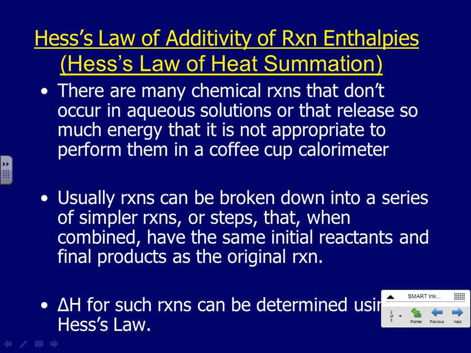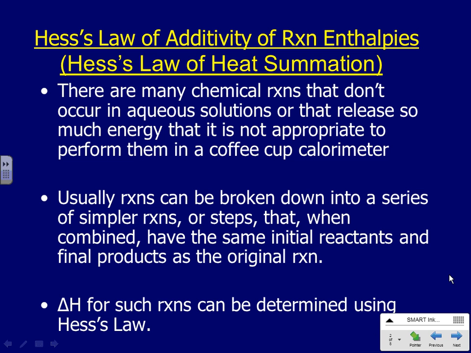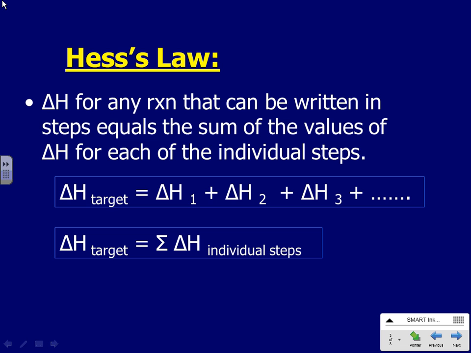Usually these reactions can be broken down into a series of simpler reactions or steps that when combined, so when we add them together, have the same initial reactants and final products as the original reaction we want to do. The delta H's for such a reaction can be determined using Hess's law, and now you can write down Hess's law. You don't need to put the heading, I guess, but this is the statement of Hess's law.